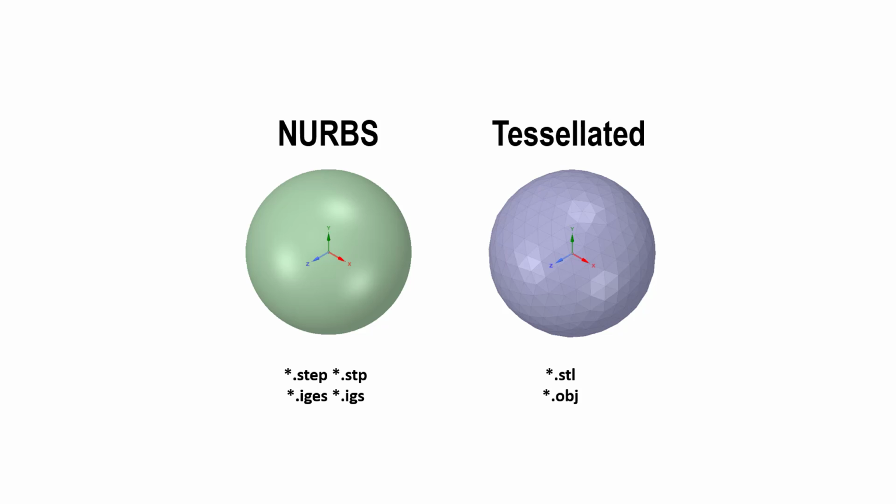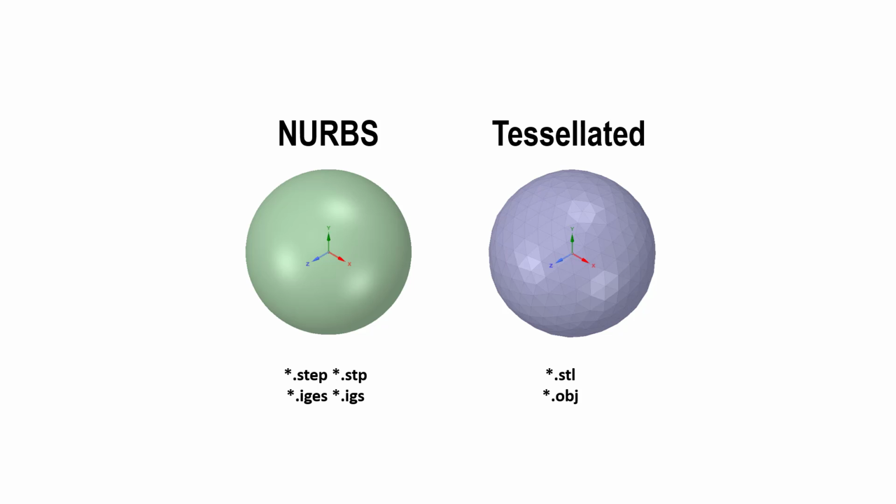The second category is called tessellated CAD, or sometimes referred to as polygonal CAD. Geometries of this type are not governed by analytical functions. Rather, they are made up of several discrete polygons that, when sampled properly, provide adequate resolution and representation of the geometry. Both NURBS and tessellated CAD may take the form of a number of proprietary or neutral file formats.